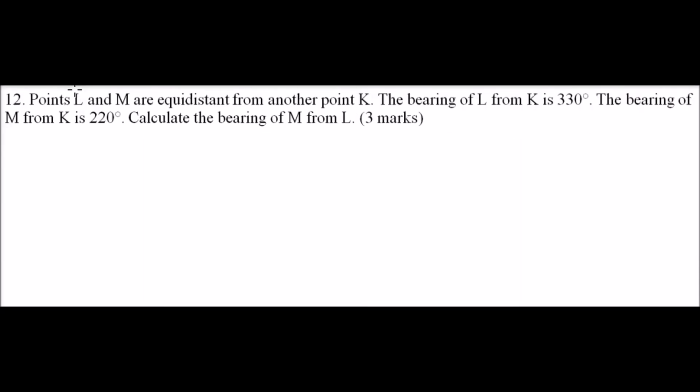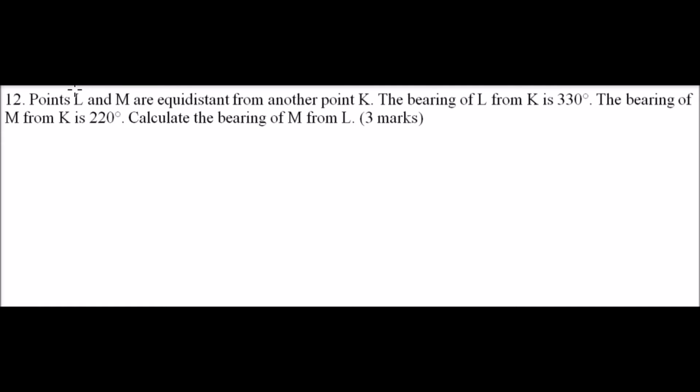So this question, you're told points L and M are equidistant from another point K. The bearing of L from K is 330 degrees. The bearing of M from K is 220. Calculate the bearing of M from L. You get 3 marks. So here you are not supposed to use scale drawing, but to be able to understand the way the question is, it is good to make a sketch.